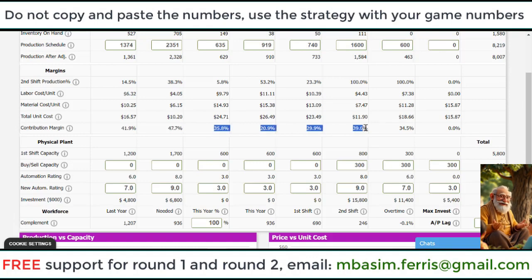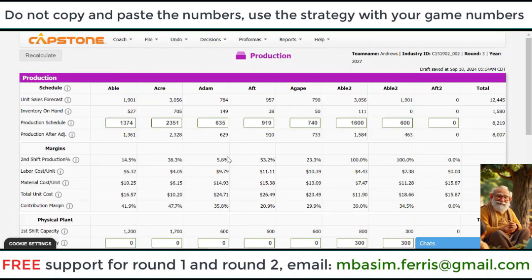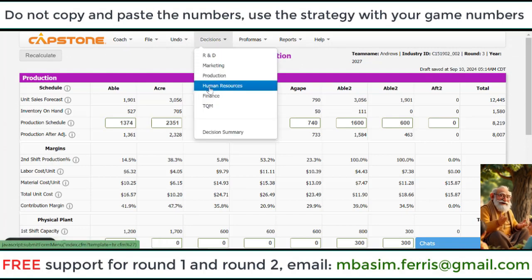Tip number 6. HR module, training hours and productivity, 12:30 to 14:00 hours. Turn on the human resources module if enabled. Here's a quick setup. Training hours. Start with 30 to 40 hours. Recruiting spend, keep it moderate in round 1, increase later. This helps you slowly increase productivity and reduce turnover, especially useful when automation increases later.